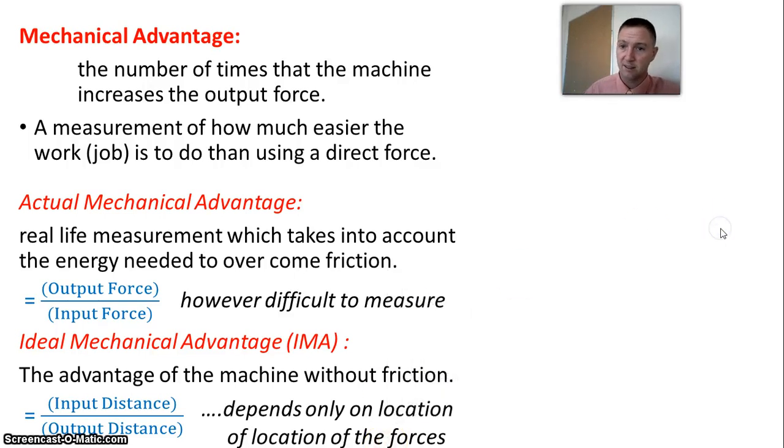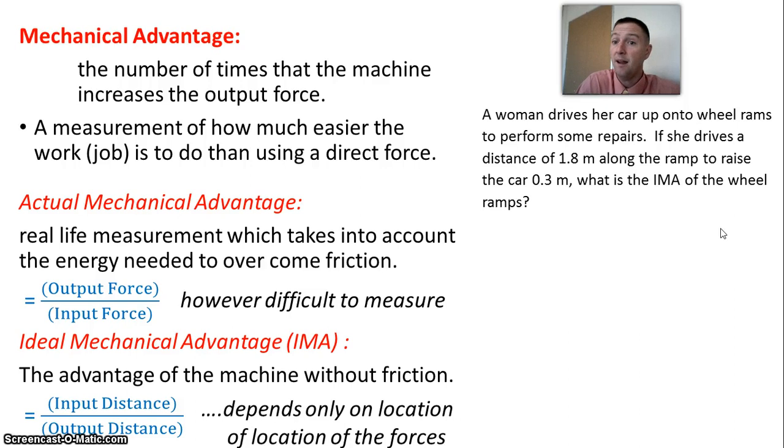All right, let's look at a sample problem. Ramp. All right, a woman drives a car up on the wheel ramps to perform some repairs. Maybe change oil or fix a hose. She drives a distance of 1.8 meters along the ramp to raise the car 0.3 meters. What is the IMA, the ideal mechanical advantage of those wheel ramps?